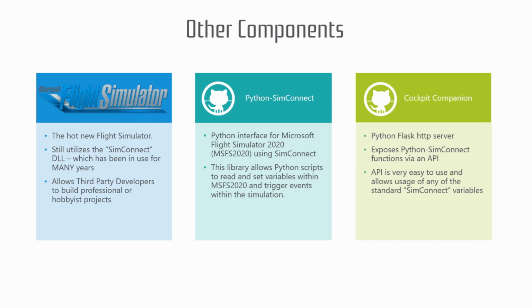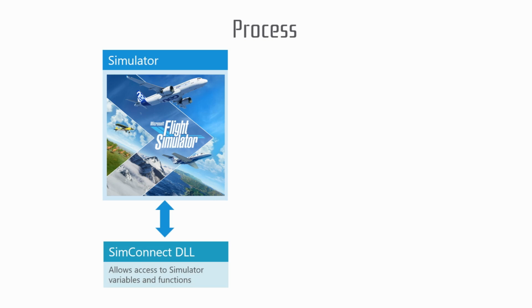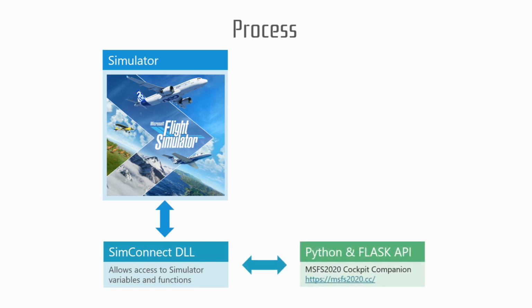And then, as you can imagine, that makes it very easy to call that REST API with PowerShell in Universal Dashboard. Let's take a step back here and map out what this process actually looks like. I have the simulator itself running, and it is using that SimConnect DLL to access the simulator and all the variables and all the functions. Now, in my case, we're using the Python SimConnect package, and we're using the Cockpit Companion so that I expose all of that SimConnect functionality over a REST API.